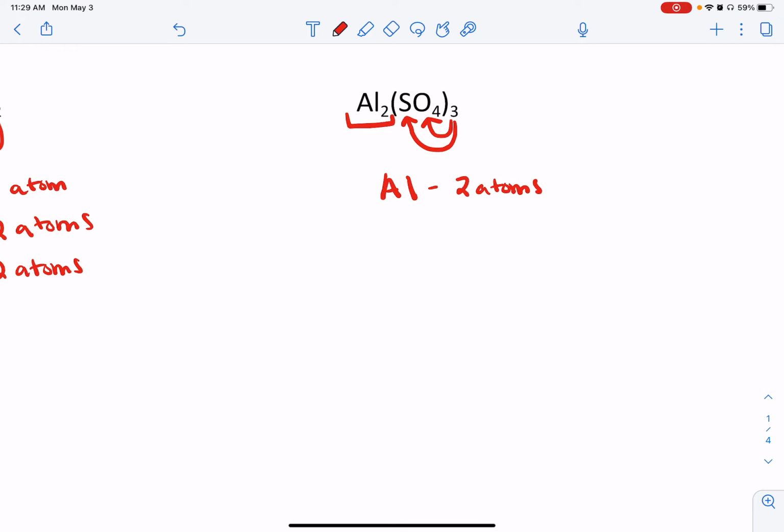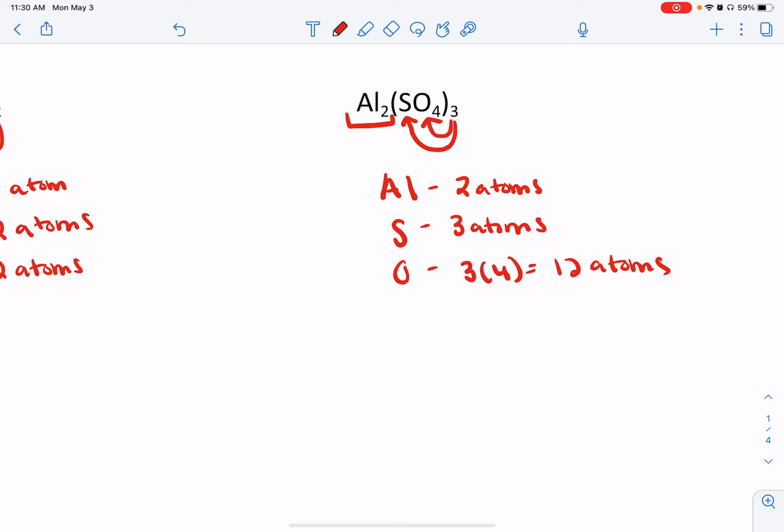Okay. Now distributing that 3 into everything in that parentheses, we know S and O are separate elements because they both start with a capital. So here there's going to be 3 atoms of sulfur because we distributed the 3. But now for oxygen, or O, we have a little bit of a challenge here because we had to distribute that 3, but there was already 4 oxygen. So we need to multiply them together. So I have 3 times 4 is 12 atoms of oxygen.